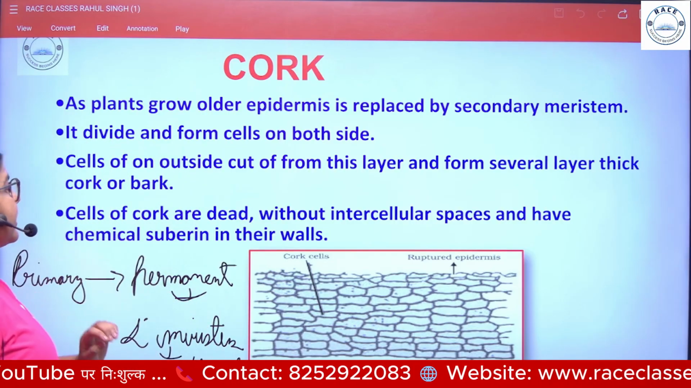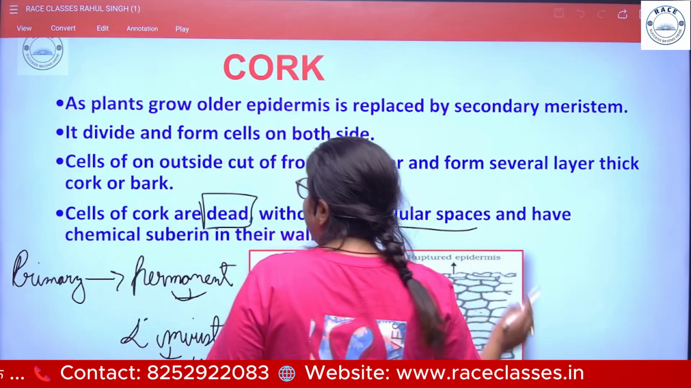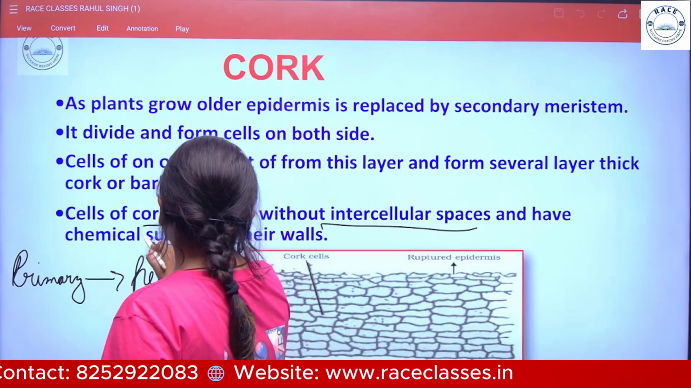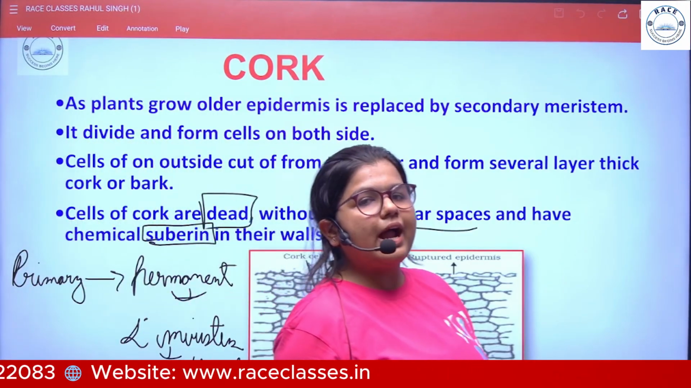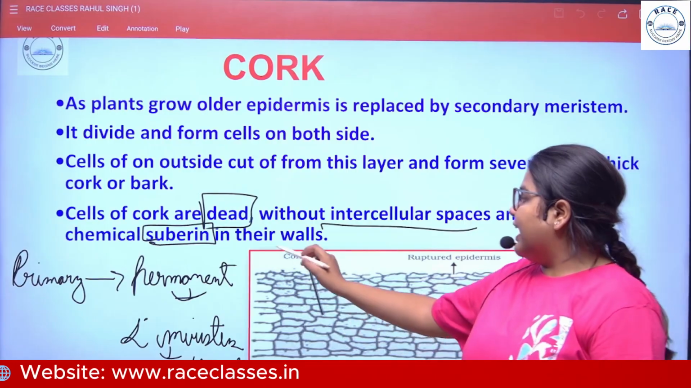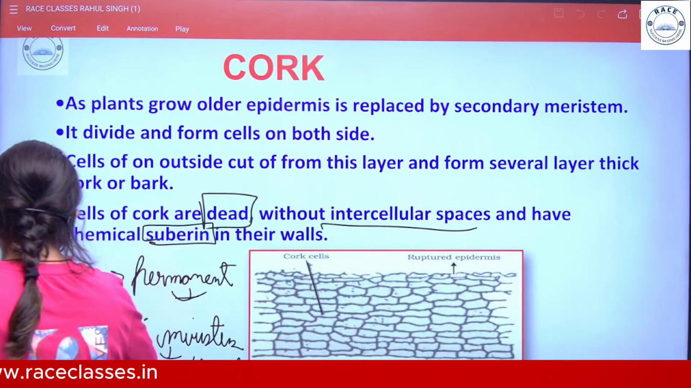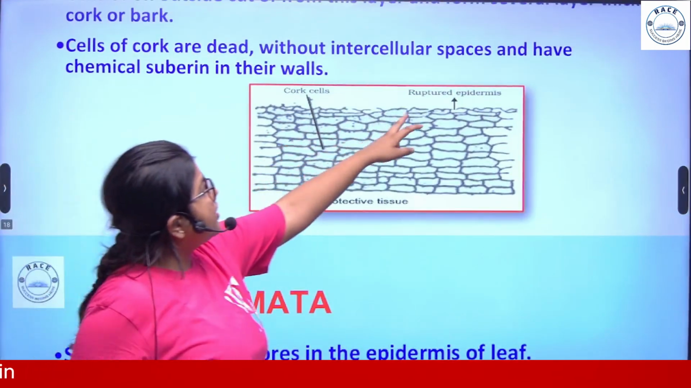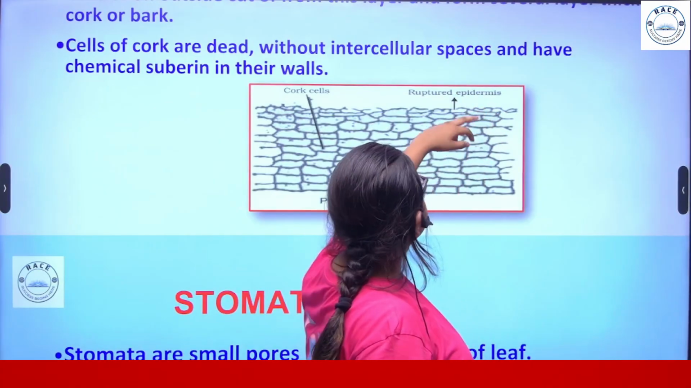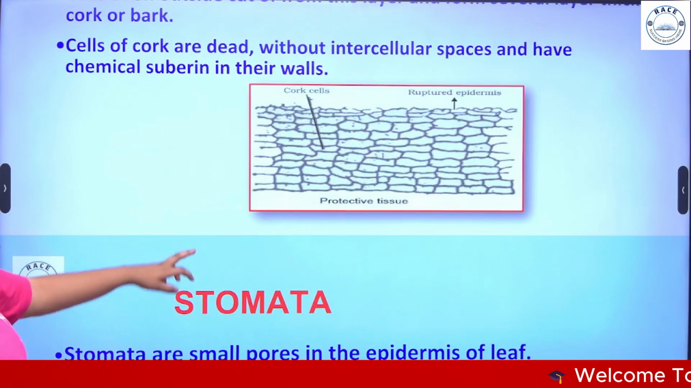The cells of cork are dead, without any intercellular space, and have the chemical suberin in their walls. Suberin is also a material similar to lignin and pectin. They are also water resistant. You can see here the epidermis is ruptured to form new cork cells, which is the protective tissue.